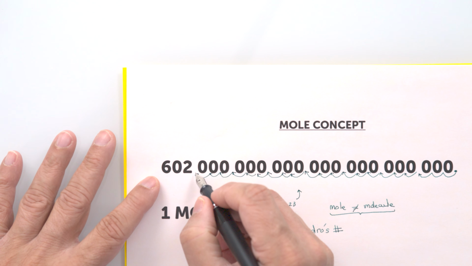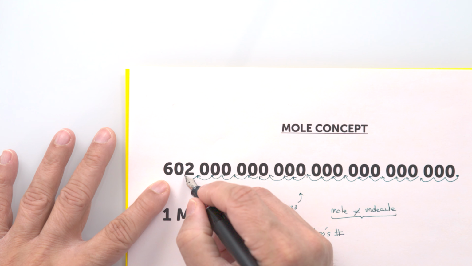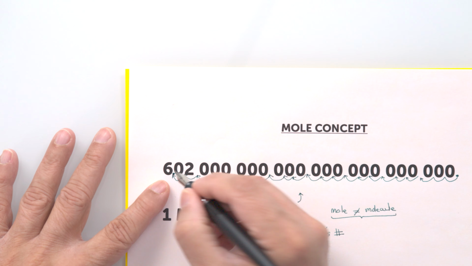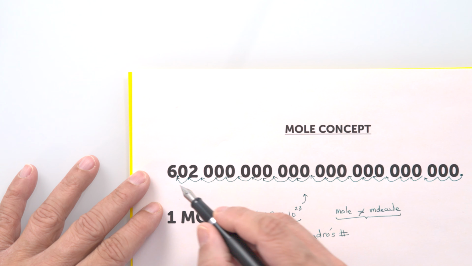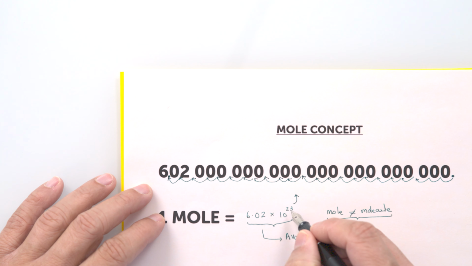Okay, but I need this decimal in front of the first non-zero number. This is the third. So here we go. 1, 2. Okay, so when that decimal lands here, 6.02, we have moved the decimal 23 places. Let me repeat that. The decimal has moved from here all the way out to here. It's moved 23 spots. That's where the 23 comes from.